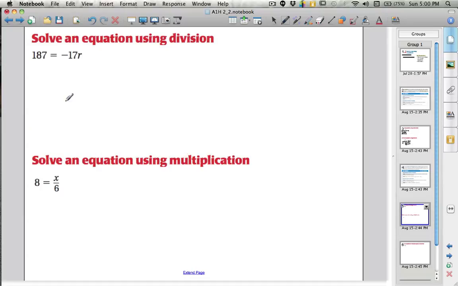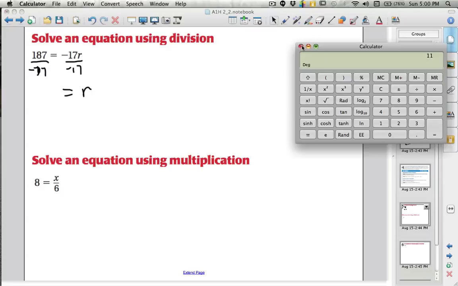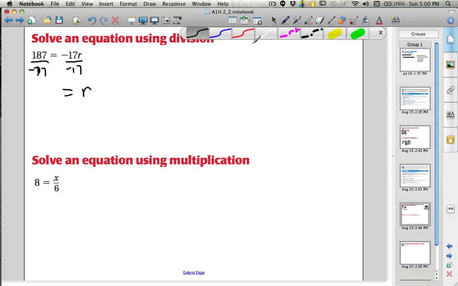And what that looks like in practice is if I have negative 17r here, I'm going to take either side of my equation and divide them by negative 17. And that leaves me with r is equal to 187 divided by 17, which is 11. And because I have a positive number divided by a negative number, it's negative 11.